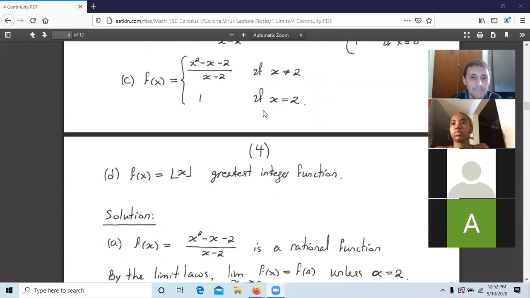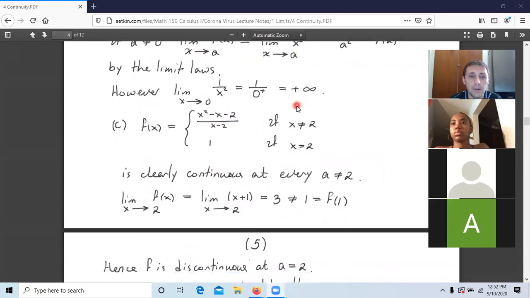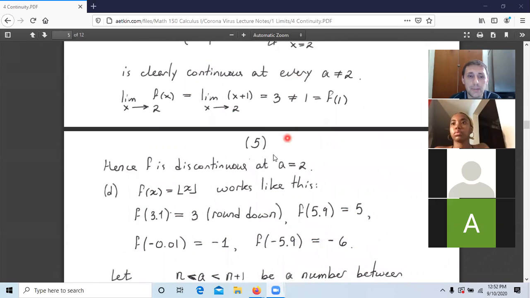Good. So now let's think about the greatest integer function. Let me just explain to you what this function is. It rounds every number down to an integer. So for example, 3.1, the function will make into a 3. 5.9, it will make into a 5. It's like a floor function, right? So if you are between two integers, you always fall down to the integer slightly below.